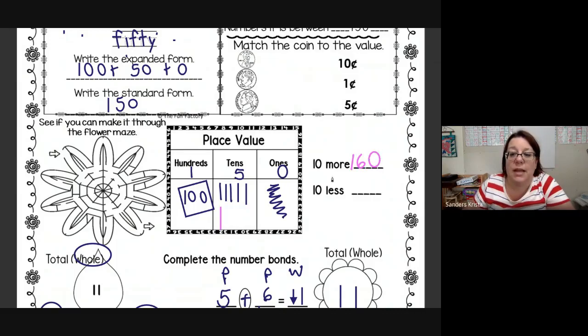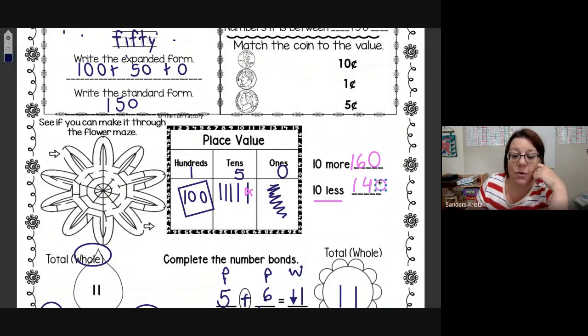Okay. If I have 150, I'm going to go back here, take that away. There's 150, and I want to show 10 less, then all I need to do is take away one group of 10, right? Then I still have one group of 100. I have 4 tens and 0 ones.